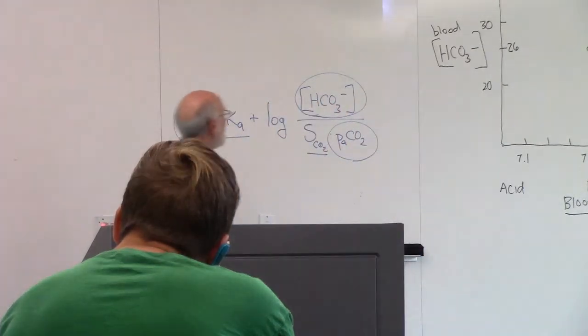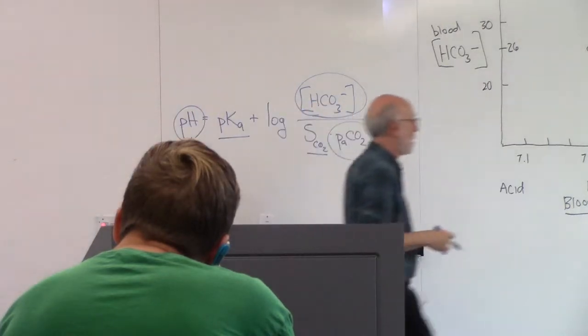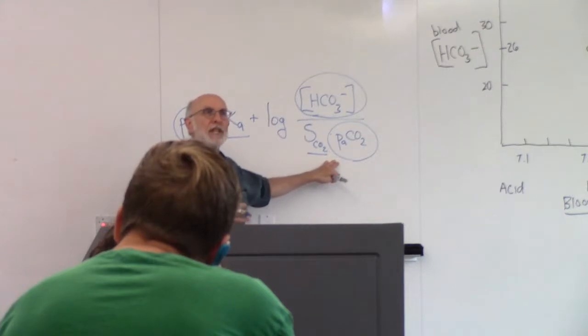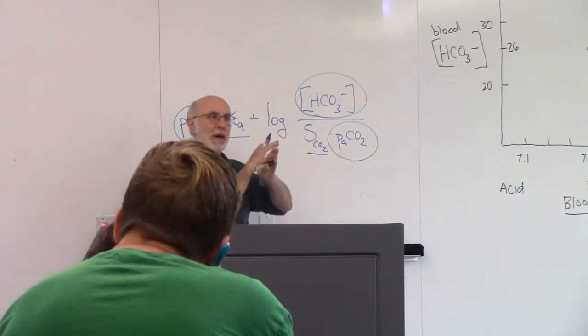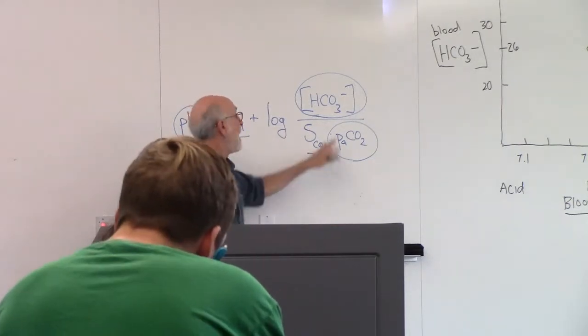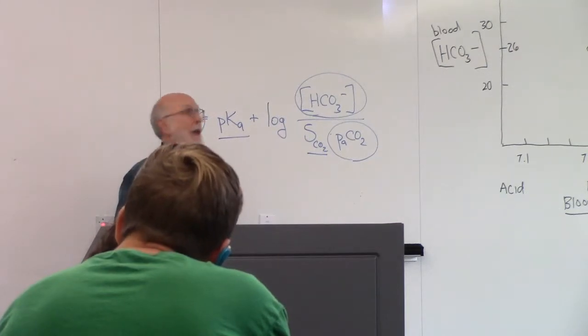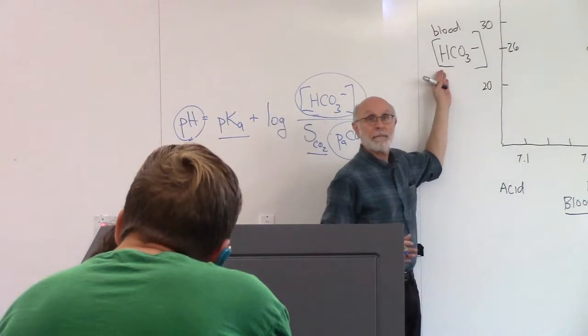But we simplify it by taking a given PCO2. Let's just take a normal value, 40. Well, then this becomes a constant. We set PCO2 at 40, and now we have a relationship between pH and bicarbonate. And that's what we're plotting, a relationship between pH and bicarbonate.